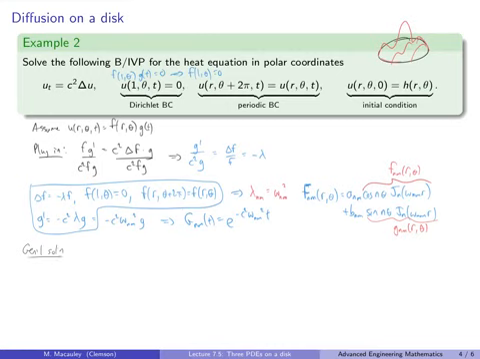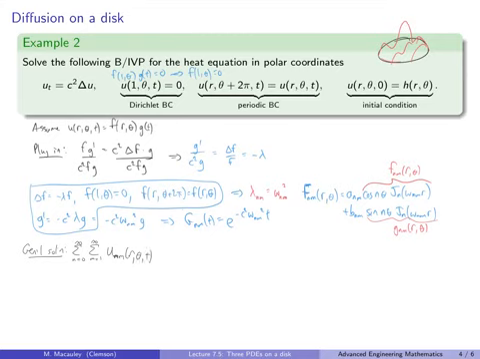So the general solution is the sum over all n and m. So n goes from 0 to infinity, because we could have a constant term. And then m, remember, these are the roots of the Bessel function, so the positive roots, so we start with 1. And I'm going to call this u_nm of r, theta, and t.